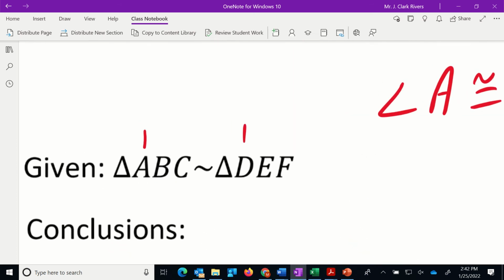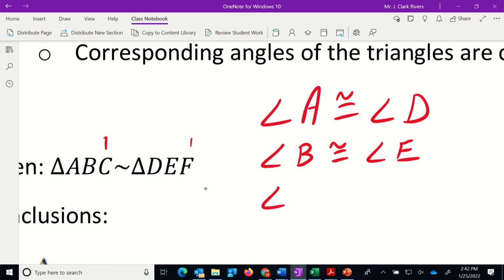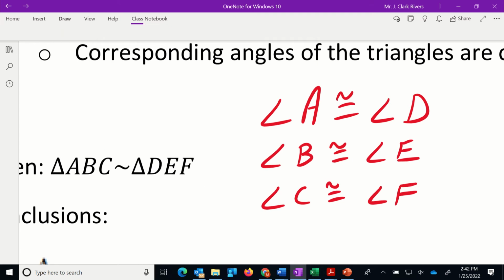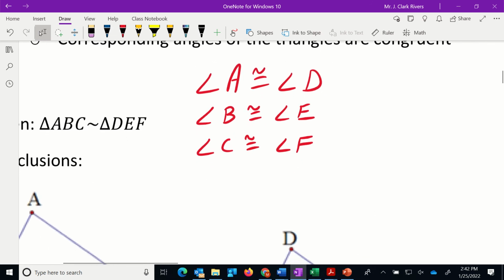We also know a couple other things. We know that angle B is congruent to angle E. And then finally, angle C is congruent to angle F. So the corresponding angles are congruent. The corresponding sides are not congruent necessarily. They could be, but they are definitely proportional.